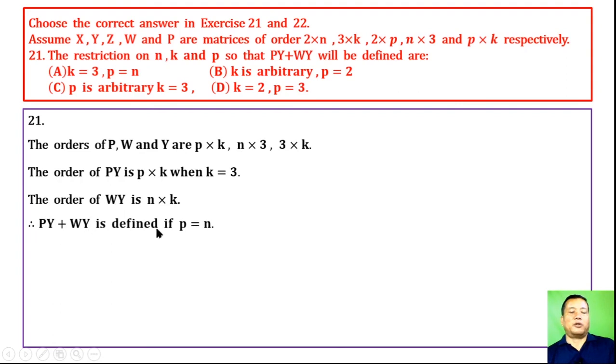Therefore, addition is defined if PY and WY have the same order, that is, if p equals n. The correct answer is k equals 3 and p equals n, so that it is defined. Correct answer is option A.